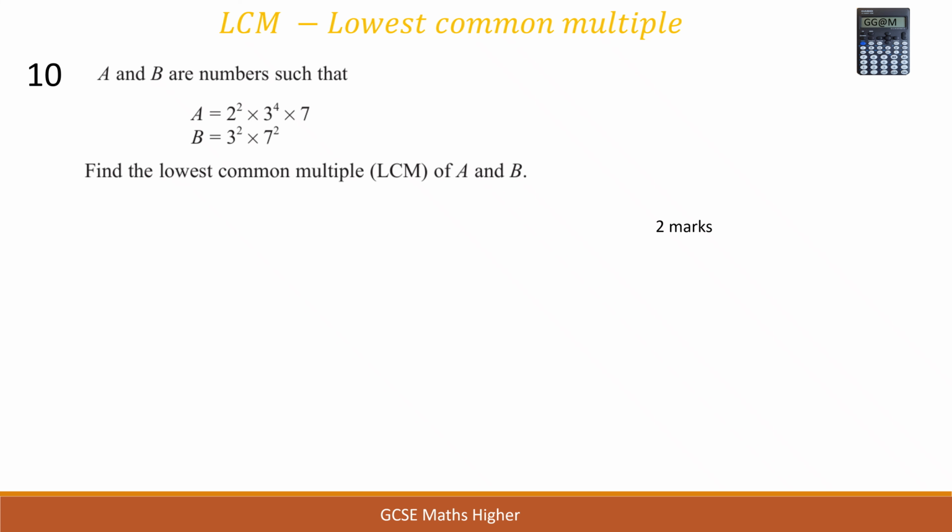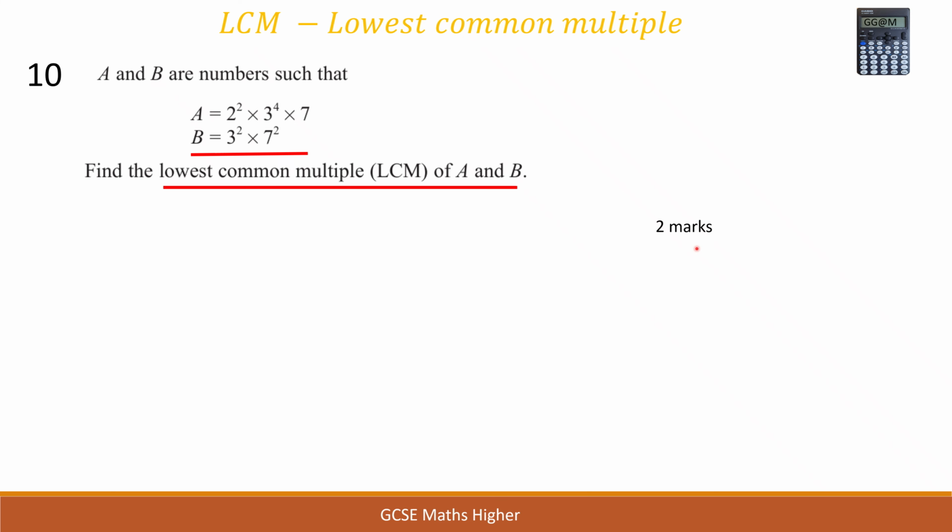Our next topic is lowest common multiple, and we've got a couple of questions on lowest common multiple. So you could get a question like this where you're told the values of A and B in terms of product of prime factors, and from here you've got to work out the lowest common multiple of A and B, and this would be worth 2 marks in the exam. Press pause, have a go at working out the answer, press play to hear the mark scheme.